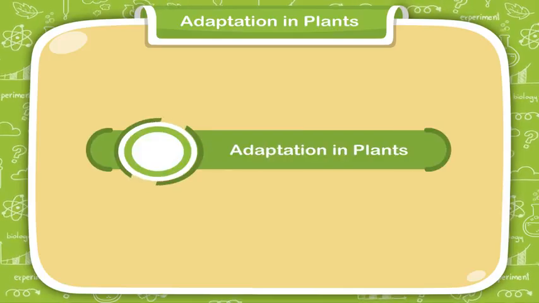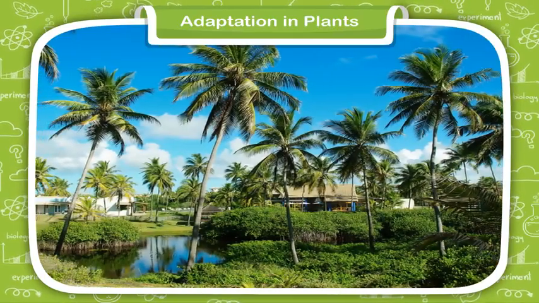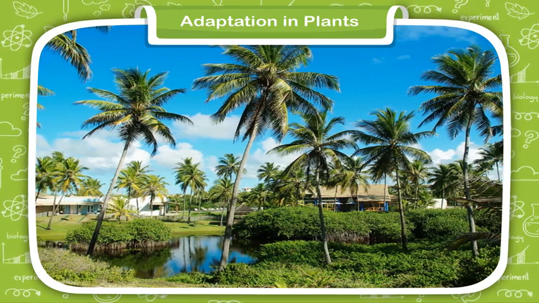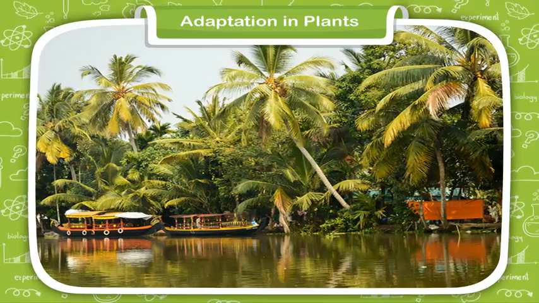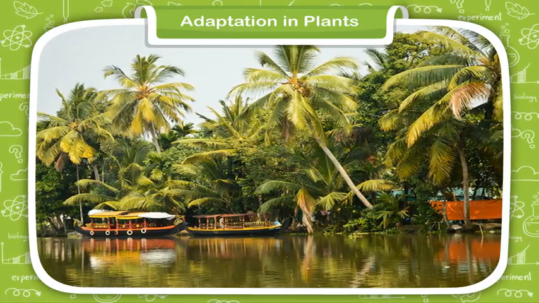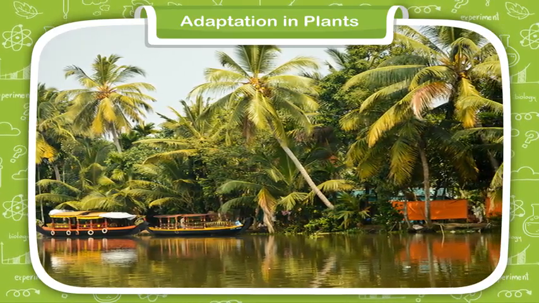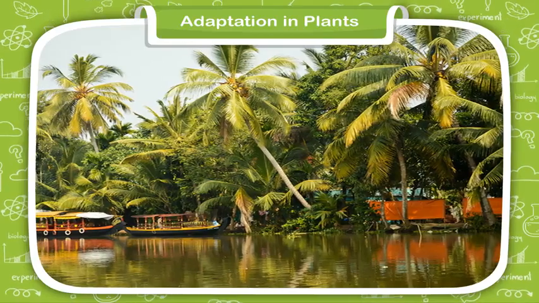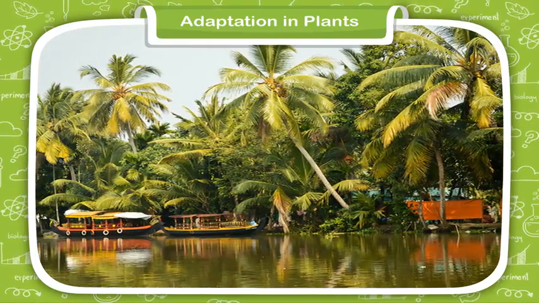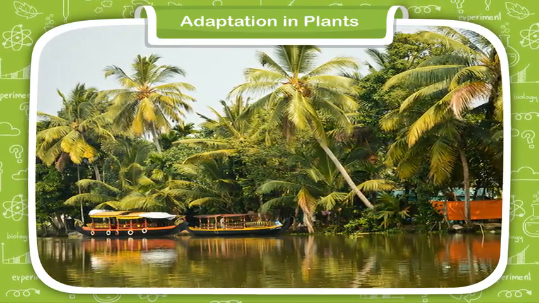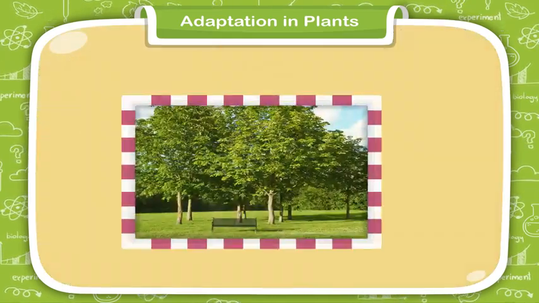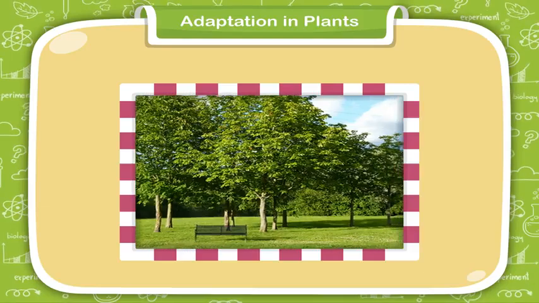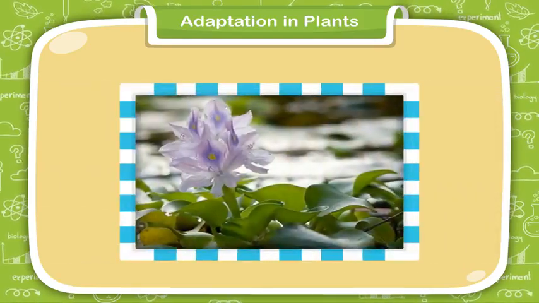Adaptation in plants. We can see coconut trees if we go to Goa or Kerala, and pine trees in the hilly regions of North India. You may wonder why these trees are so different from each other. Different plants grow in different types of soil, at different places, in different atmospheric conditions. Some plants grow on land, while some plants grow in water.